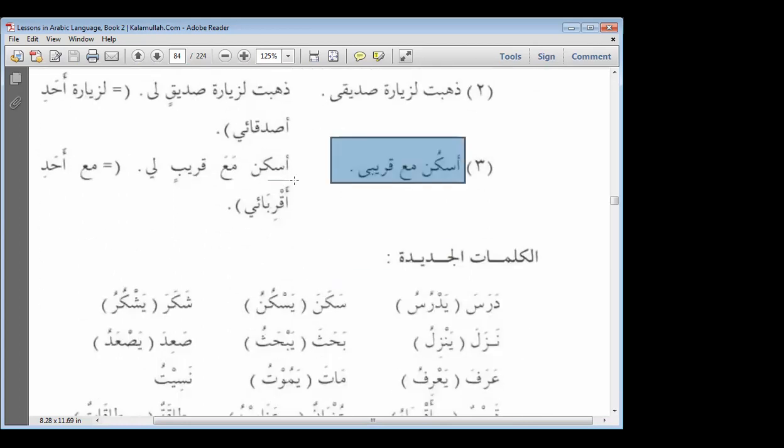Okay? And of course, the passage we have here: Askunu ma'a qaribin li. I live with a relative of mine. Indefinite. All right? Any questions on this or the previous exercises?